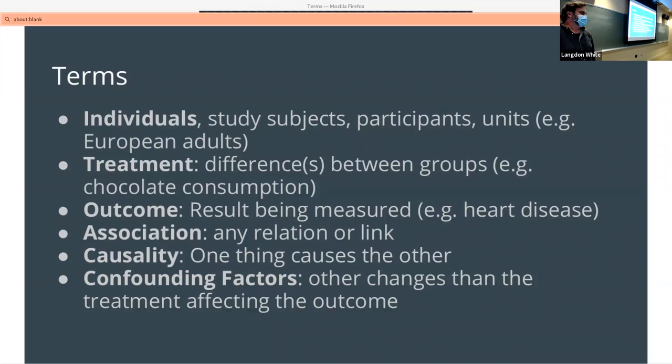Does anybody have any questions? Yeah. What would you say is the best way to identify confounding factors?